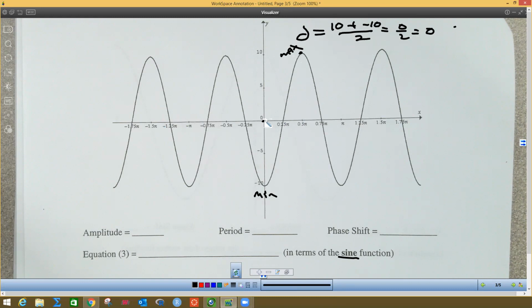So then A is going to be down here. Can you tell me what A is from that? Because I'm starting at the min instead of the max, what would A be? Anybody? What flips the graph over? Negative. So all you use is this value right there, -10. So A is -10.